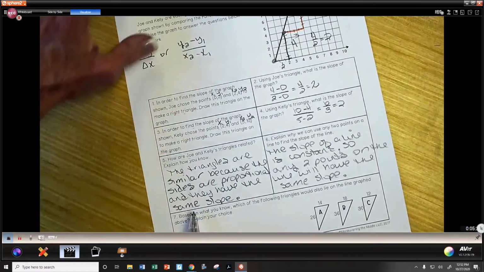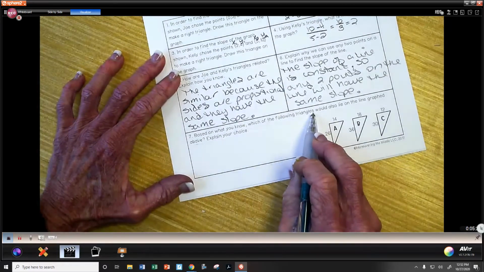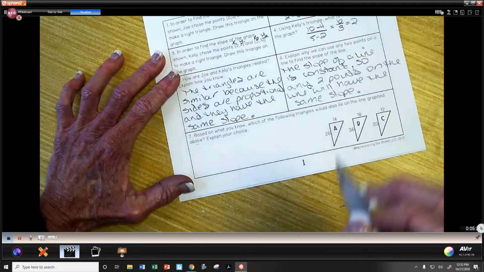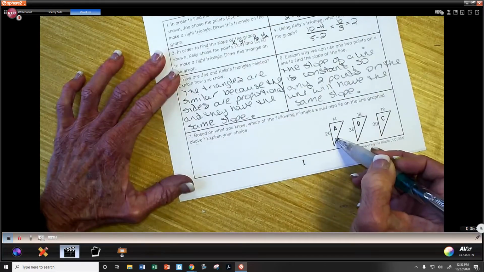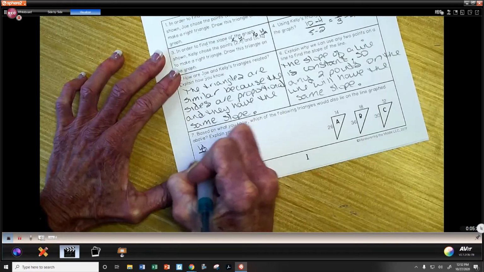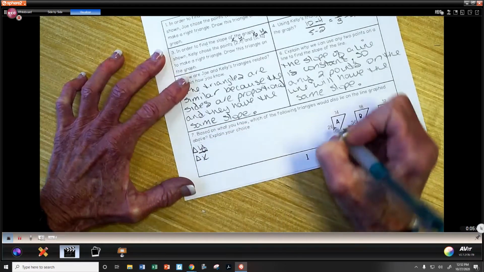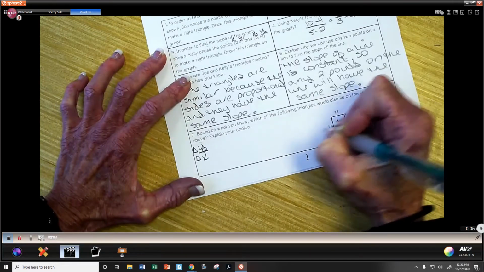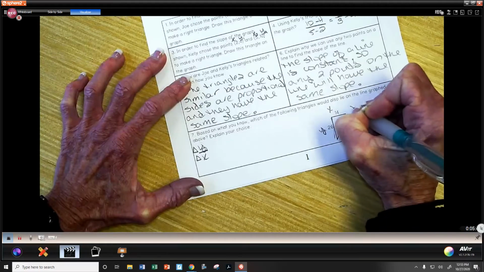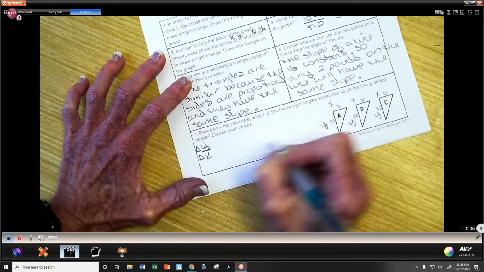Okay, next part. Based on what we know, which of the following triangles would also lie on the graph above? So we're looking for the one that has a slope of 2. So we remember we're doing y over x. Okay, change in y over change in x. Remember, this is y. This is x. Y, x. Y, x. So let's see.